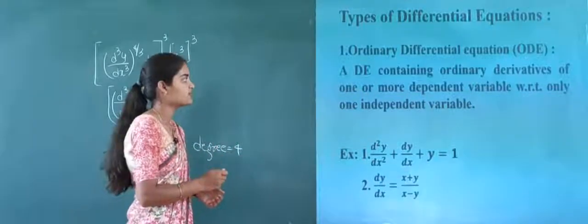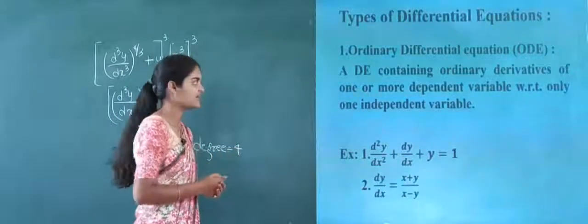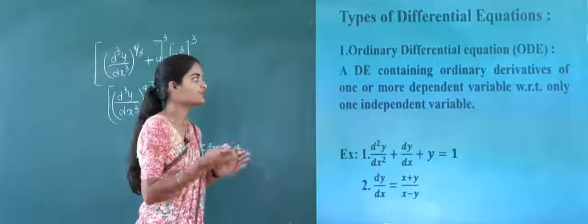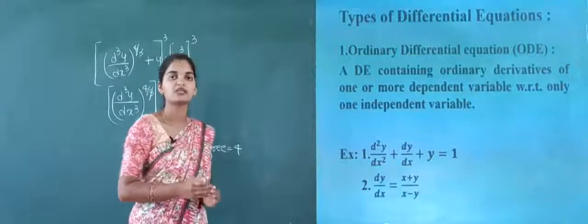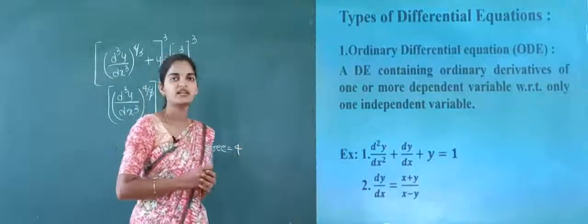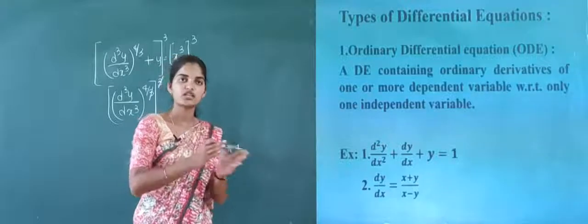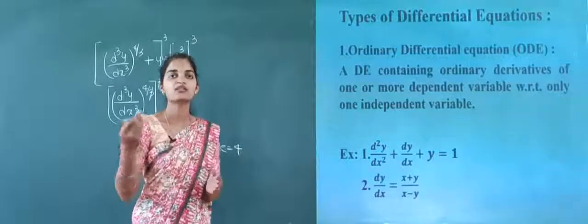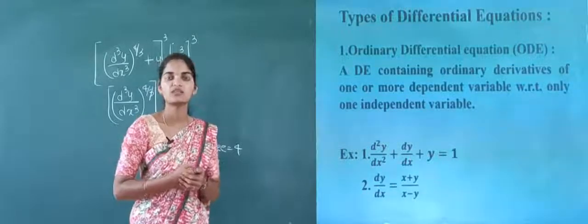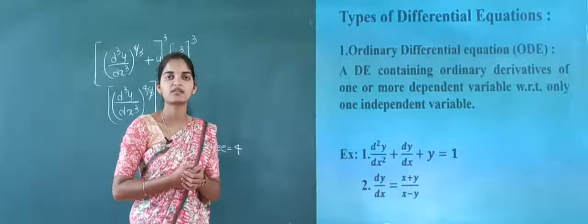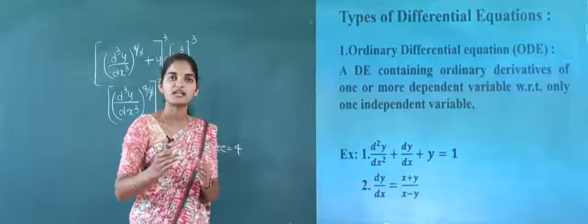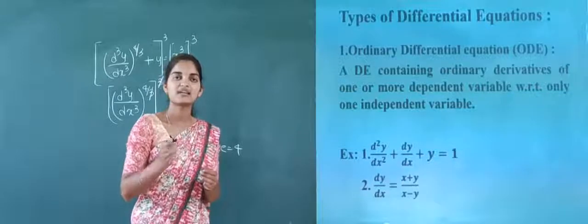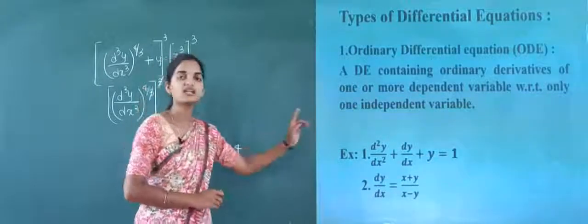That is a differential equation containing ordinary derivatives of one or more dependent variables with respect to only one independent variable. What is that? Differential equation we will consider. In that, derivatives we will get. There you can get more than one dependent variable. 2 dependent variables we can get. 3 dependent variables we can get. Yes, many more like that. But the derivatives whatever we are taking of the dependent variables, that must be with respect to only one independent variable.